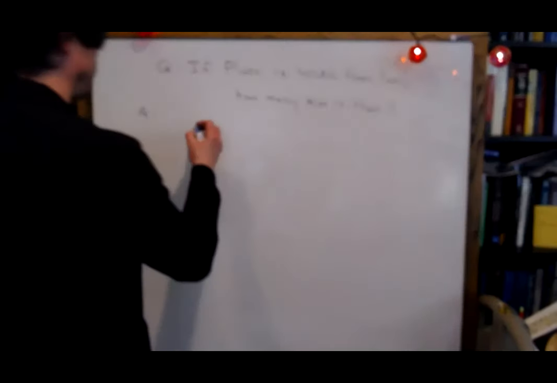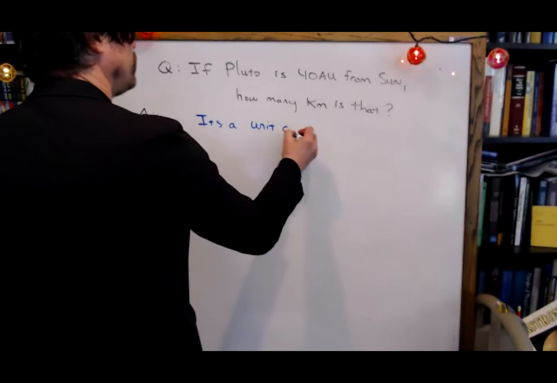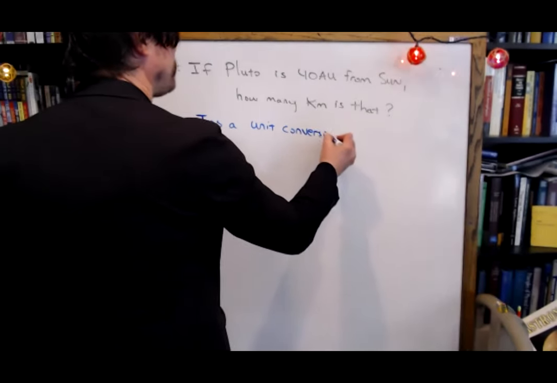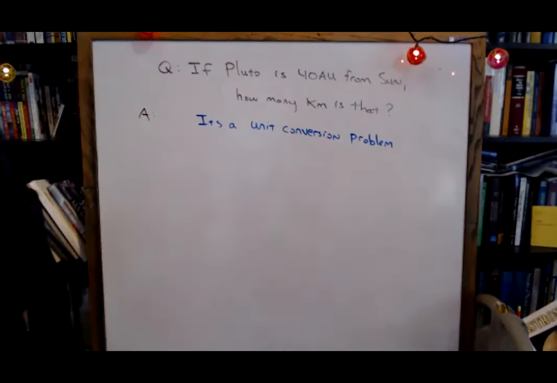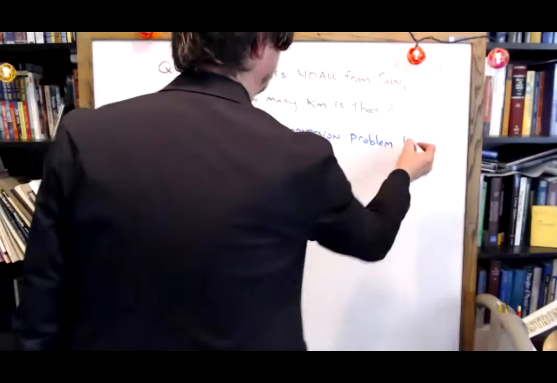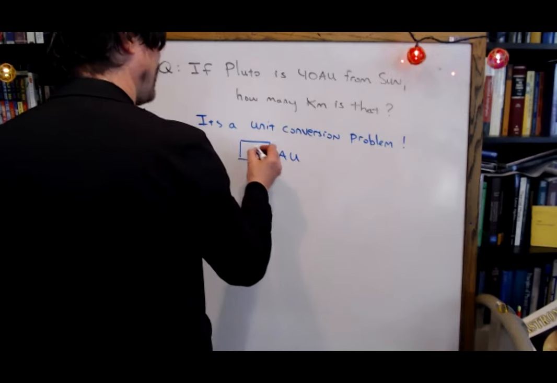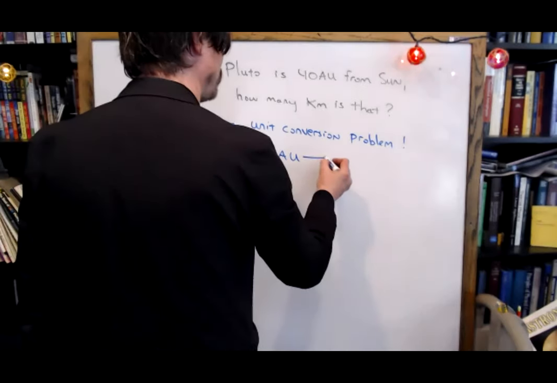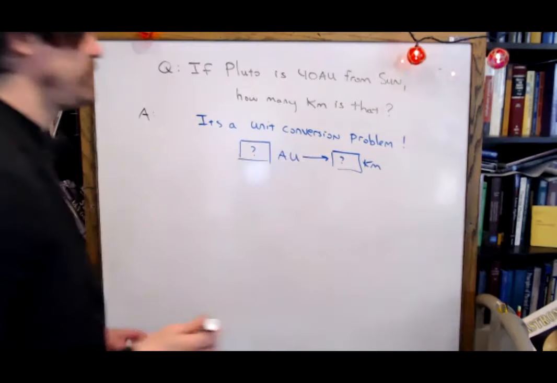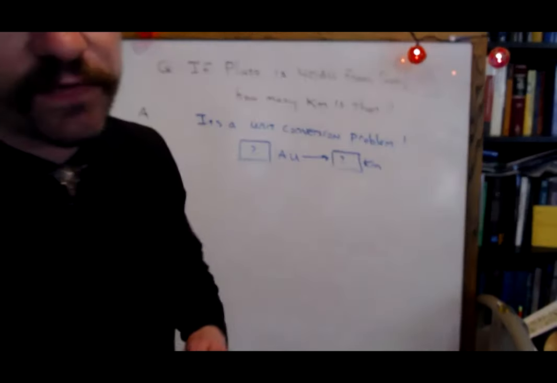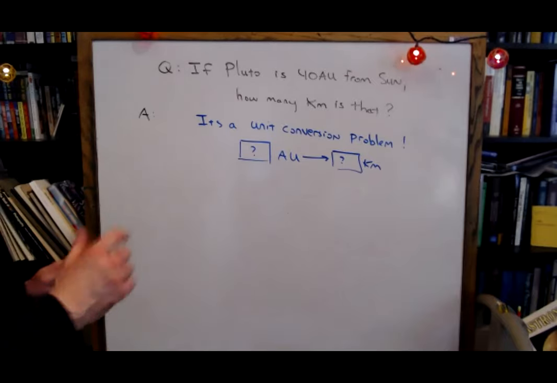Okay, the first thing is to recognize that this is a unit conversion problem. And unit conversion problems show up all the time in science in a variety of different ways. The essence of a unit conversion problem is, I have some number of, say, astronomical units, and I need to convert them to some number of kilometers. And this can take many different forms sneakily. There's a technique for us to solve these problems.